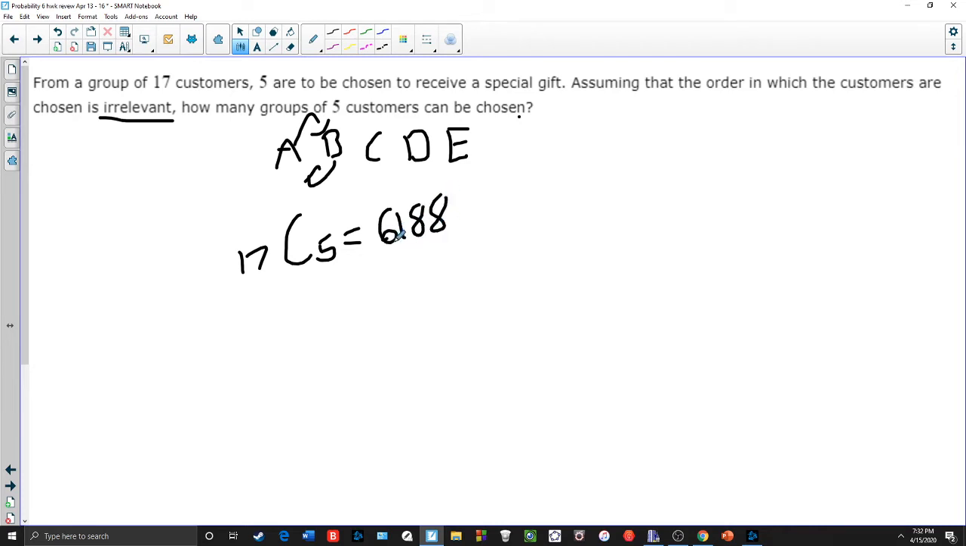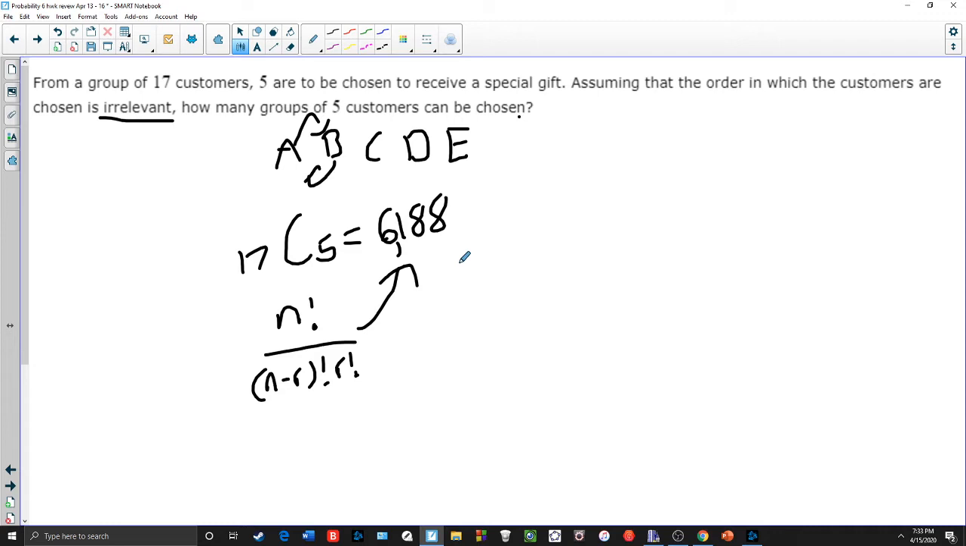So there's 6,188 ways that you could pick the winners from this group of 17 customers. And again, if you want the formula, it's pretty much the same thing as the other one: n factorial over n minus r factorial times r factorial. So n here would be 17, r would be 5. You plug those numbers in and you get the same answer as well. So whichever way you want to think about it, you can go that way.